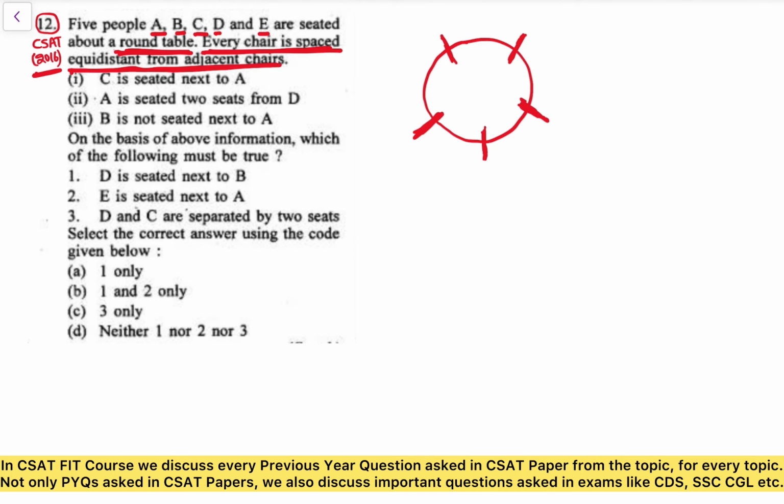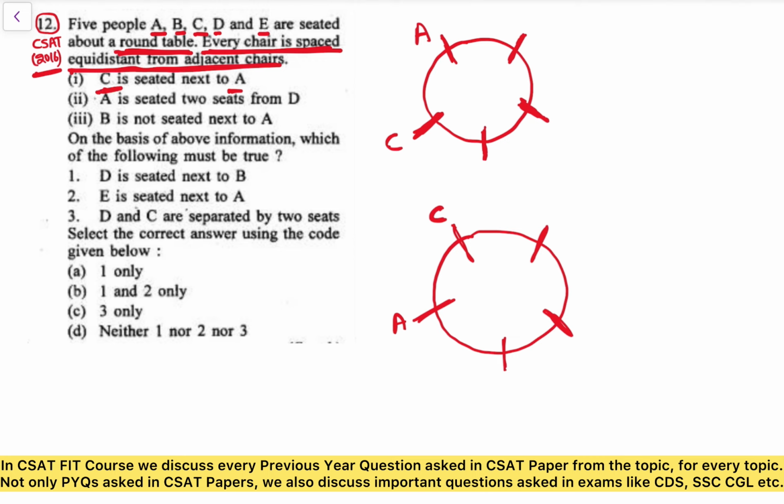C is seated next to A. Another possibility is that, in seating arrangements, we need to go for all the possibilities. C can be here and A can be here. So C is seated next to A.